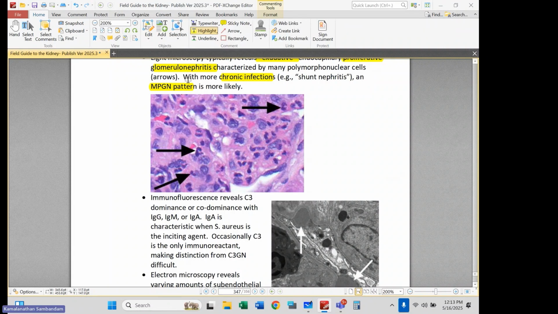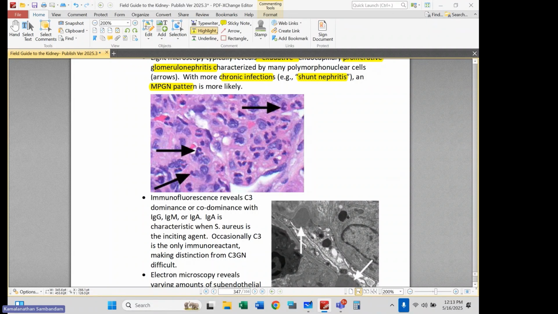Let me restate that MPGN is not a diagnosis, it's a pattern. There are multiple different conditions that can manifest with that MPGN pattern. That is double contours, increase in mesangial cellularity, as well as matrix, as well as endocapillary proliferation. So again, infection-associated GN can do the same.